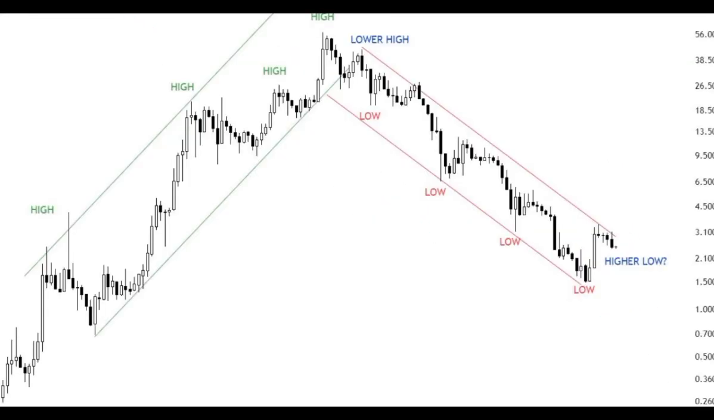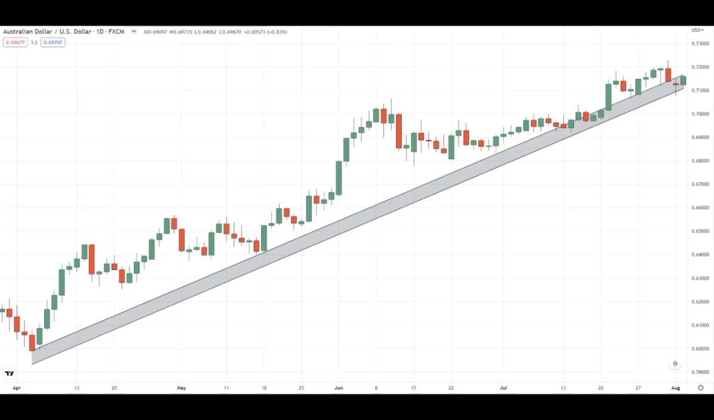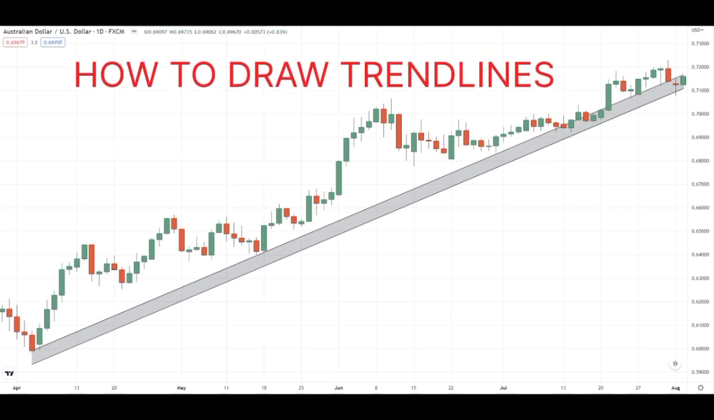Think of trend lines as your guide. In an uptrend, the trend line acts as support. Price tends to bounce off this line and continue upward. In a downtrend, the trend line is like resistance. It prevents the price from climbing higher. Now that you know what trend lines are, let's talk about how to draw them properly.